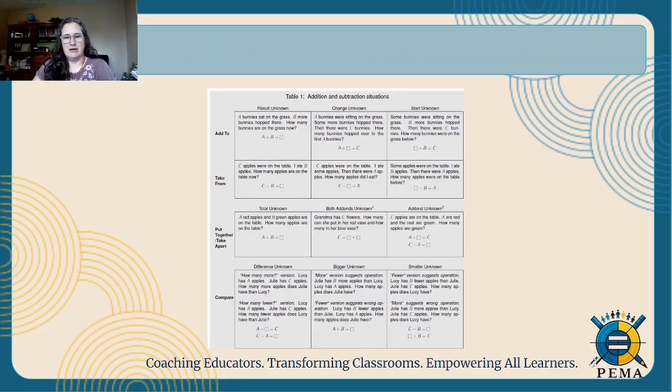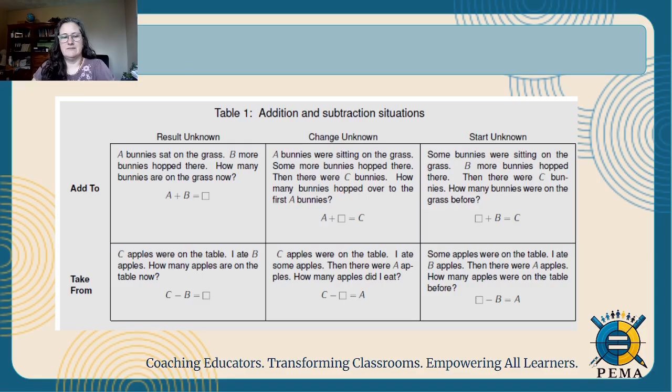The information on these addition and subtraction situations comes from a table that can be found in the progressions documents, the Common Core standards, and many state standards. In this video, we're going to be looking at these first 2 rows in the table, where we're discussing add to and take from problem situations.